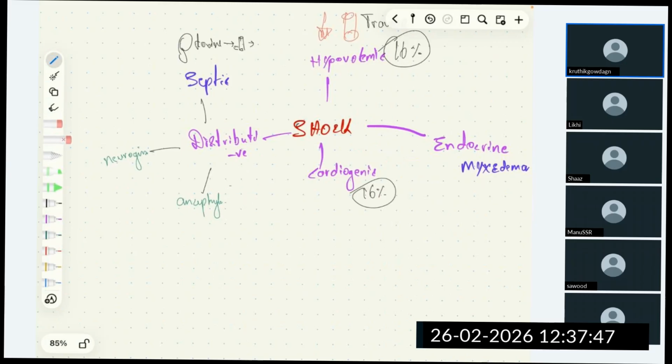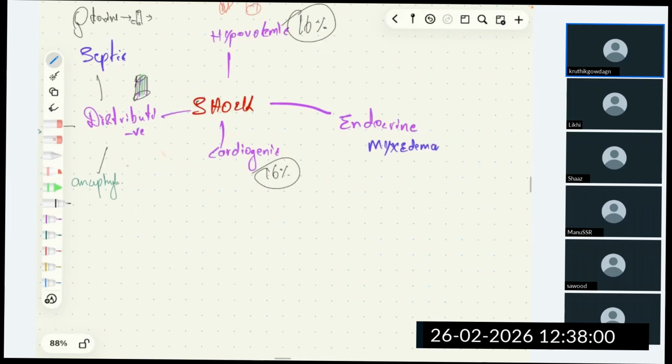What happens in distributive shock broadly? There is pooling of blood inside the blood vessels, even though the blood is present within the body. So next, going on to cardiogenic shock. What is cardiogenic shock? Cardiogenic shock is due to impaired cardiac function. We know it is the pump. If the pump fails, the blood doesn't reach the end organs.